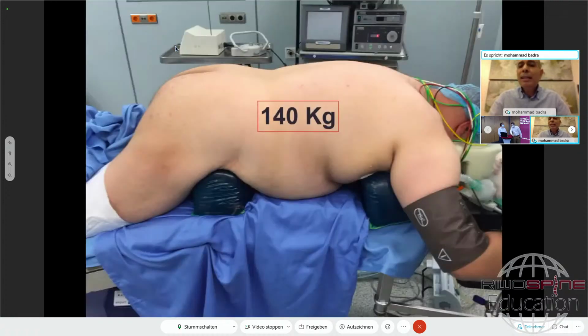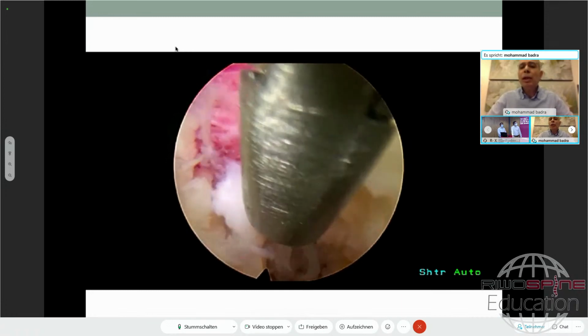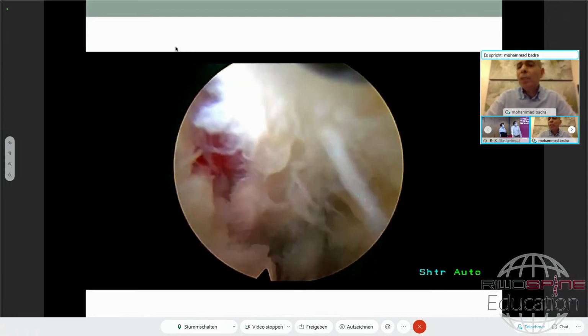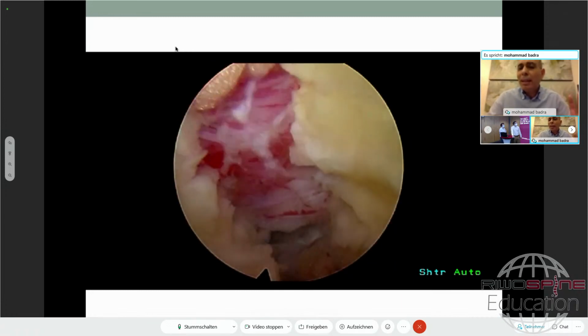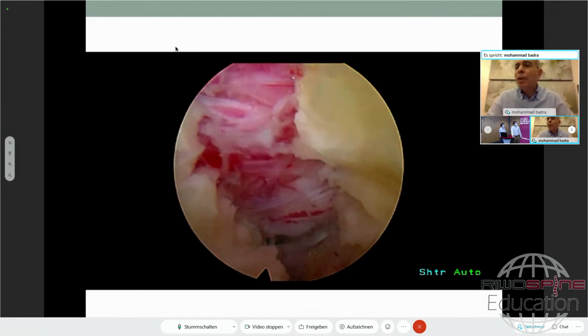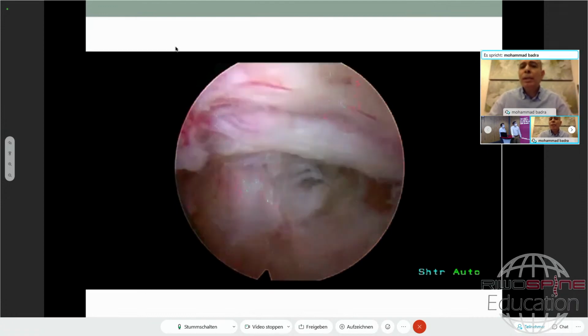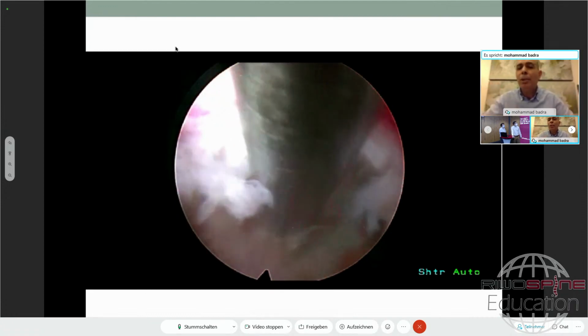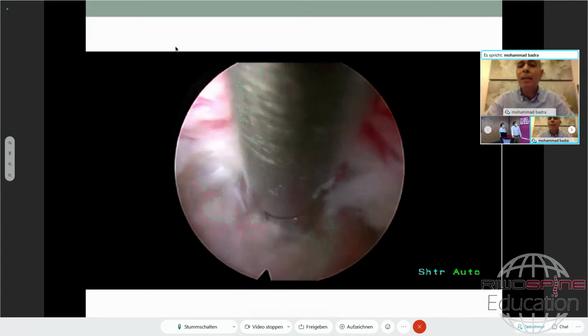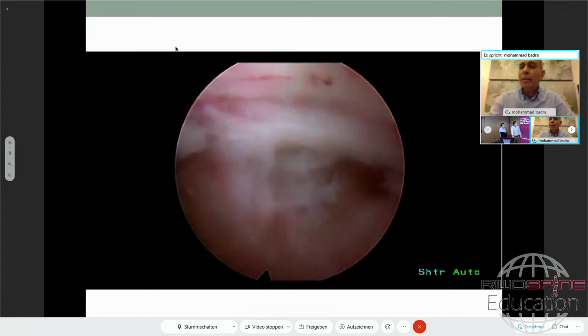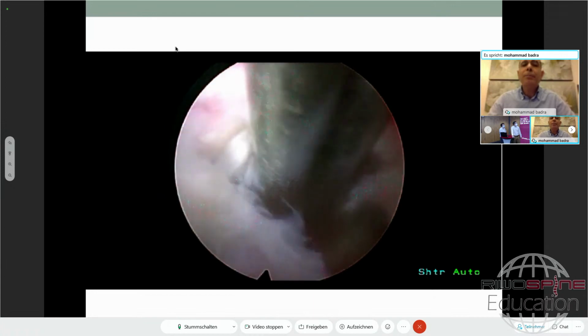So I decided, this is a patient, 140 kilogram, so I decided to do him through the interlaminar approach. And believe me, I didn't do any bony work, nothing. I didn't have to resect part of the lamina in order to go inside the disc. And I was able to go inside the disc space and remove any loose fragment from this disc space.